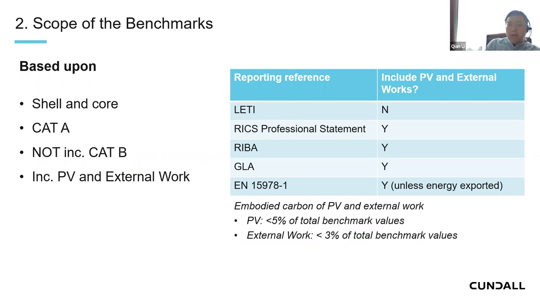But for the GLA and other RIBA targets, because their scope of measurement is whole life carbon, the benefit of the PV and the generation from the PVs is covered in the B6 module. So for the GLA and for RIBA, you need to include the calculation of the PV and external works of the building in your assessment. Again, for LETI, just as a side note, you still need to calculate them. It just won't be part of your target value. But this is slightly different in the GLA and others.